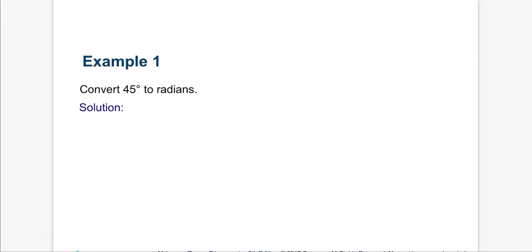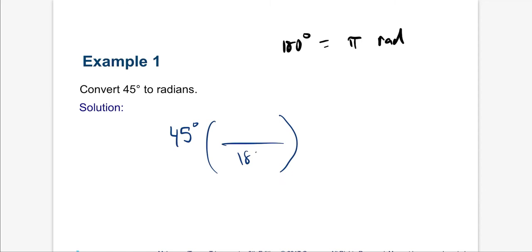All right, so let's convert 45 degrees to radians. Well, we know that 180 degrees is equal to pi radians. So we're going to use that ratio or that identity in order to convert. We start off with what's given to us, which is 45 degrees. And since we want to cancel the degrees out, we need to multiply by the ratio of 180 in the denominator so that we can get the degrees to cancel, and pi radians in the numerator.